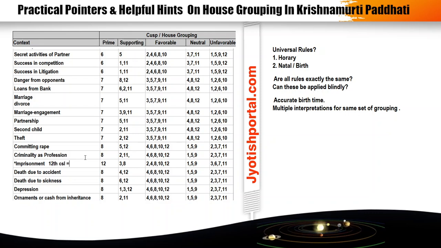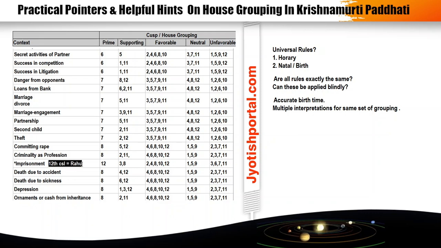CSL should be Rahu. So this is a very important rule. If you have to figure it out or be quite sure that this person is going to get into some trouble, then the 12th cusp sublord has to be Rahu. Now this rule only works in Horary. You will not find this rule working in natal.